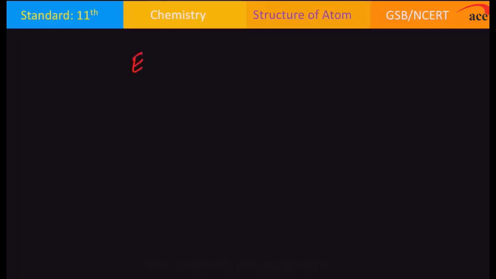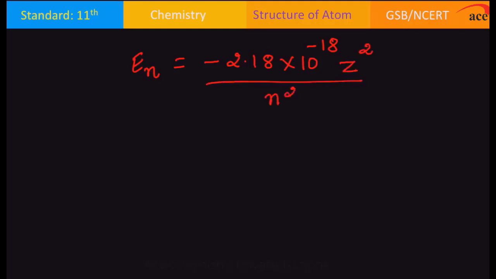Energy for nth orbit. The formula is, check it, minus 2.18 into 10 raised to minus 18 Z square upon n square, and the unit is joule per atom.